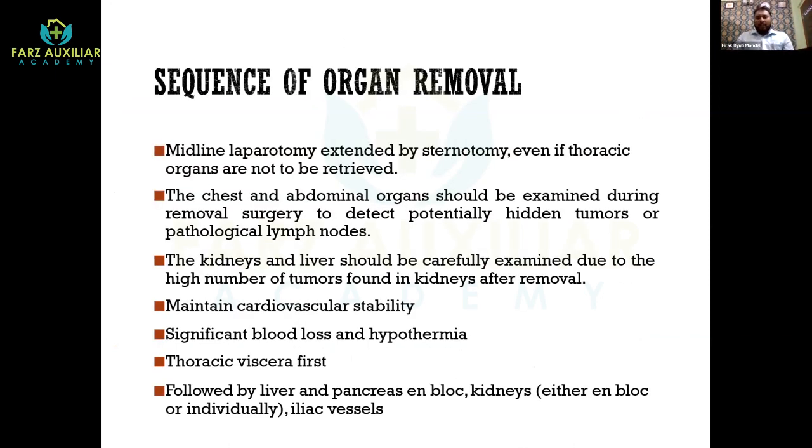Now another important thing, it's very interesting. What is the sequence of organ removal? They do a midline laparotomy, and they always check the liver and kidney because there is a high chance of tumors. You have to maintain cardiovascular stability during that, and you have to prevent blood loss and hypothermia. First, they remove thoracic organs, heart and lung, followed by abdominal organs like liver, pancreas, kidneys, and so on.